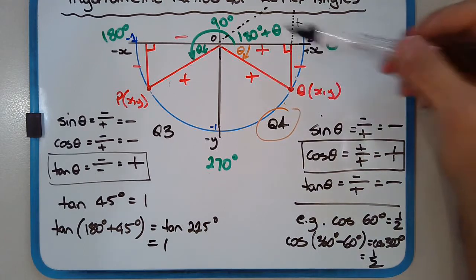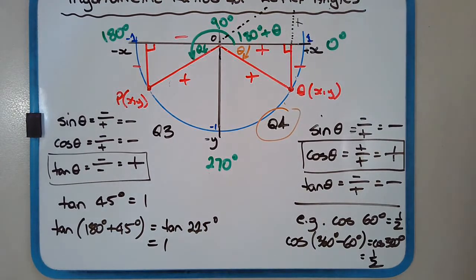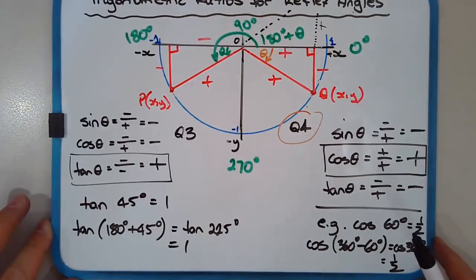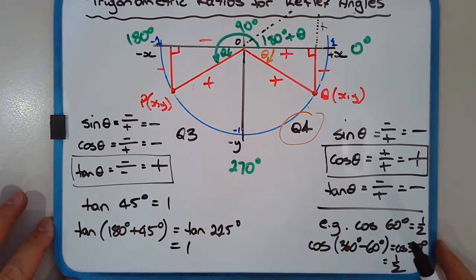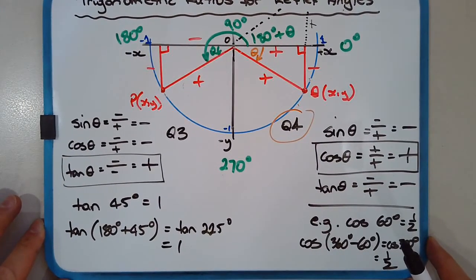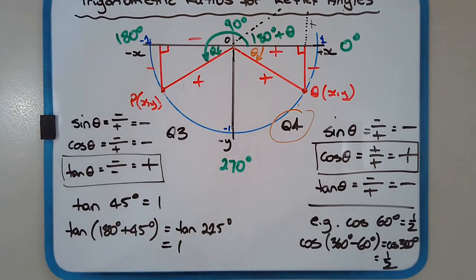Okay, and cos of theta represents the x coordinate. So in the next video, we'll have a look at some examples, and we'll summarize all of this, and we'll have a look at some examples of trigonometric ratios for basically any angle. The only other thing I haven't looked at though is negative angles.